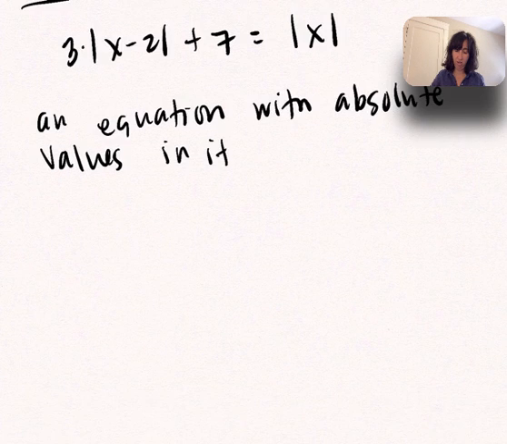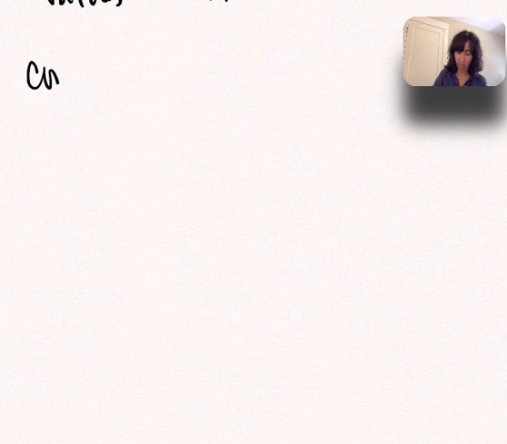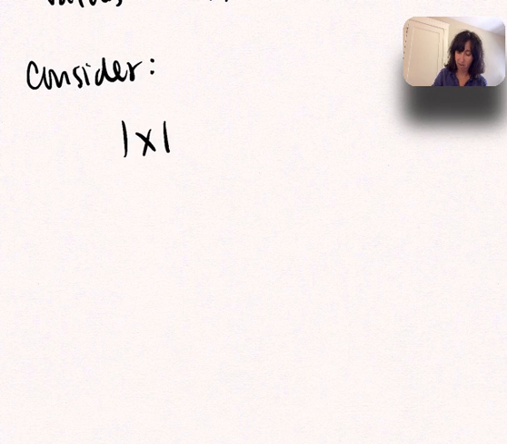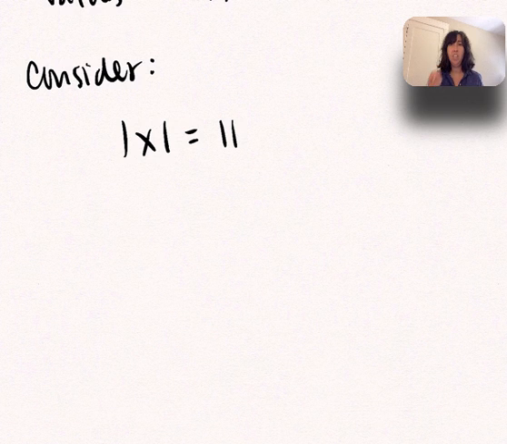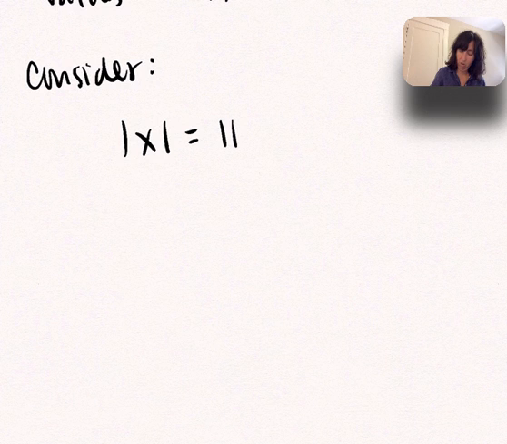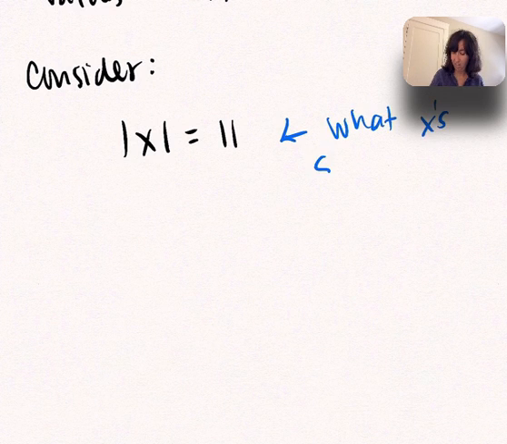So consider this equation: absolute value of x is equal to 11. Now I want you to take a second and think about what x could I put in here? So what could the number in here for x be to get an 11 out? What x's satisfy this?